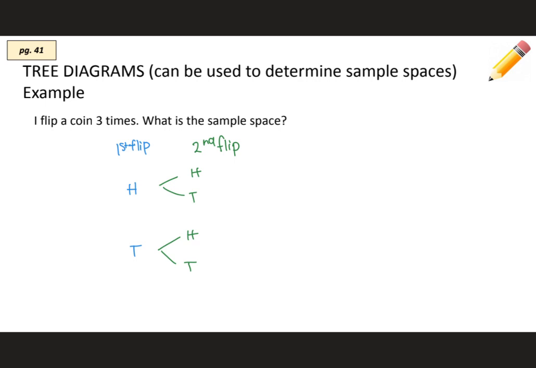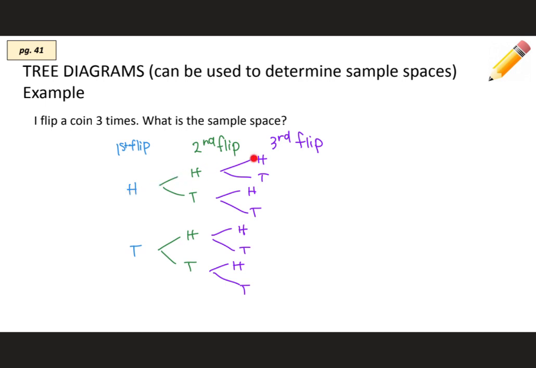And then the third flip, the possible outcomes are the same, but we have to consider all the previous situations. We can get heads, tails, heads, tails. So it's kind of similar to the flowcharts we made when we were talking about experiments. So then from here, we can use this tree diagram to help us list out our sample space. We're just going to follow the branches of the tree.